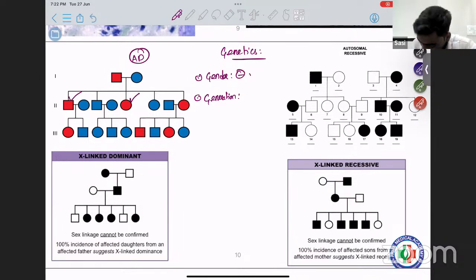There will also be no skip in generations. Okay, there will be no skip in generations. Means if you see this autosomal dominant inheritance, both male and female will be involved, and all of the generations, first generation and second generation, all of them will be involved.